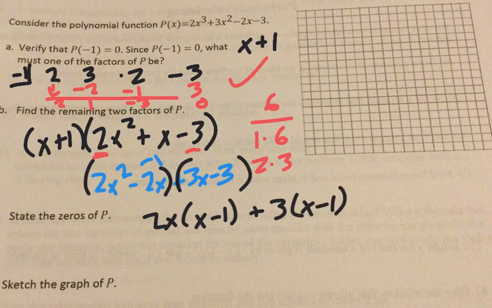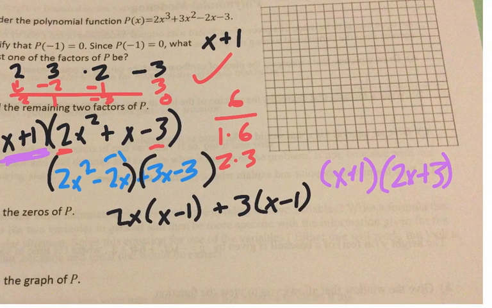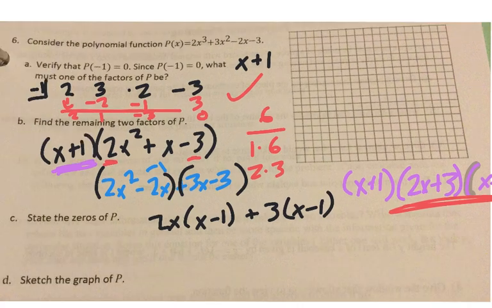Since the parentheses match, that means grouping has been successful. So this factors to be, remember the factor that was already out front, x plus 1. And then what's in front of the parentheses, 2x plus 3, times the matching parenthesis. The matching parenthesis here would be x minus 1. So that would be the other two factors, 2x plus 3 and x minus 1.